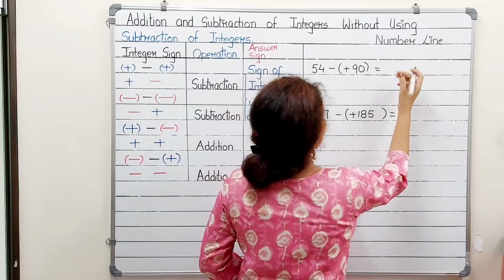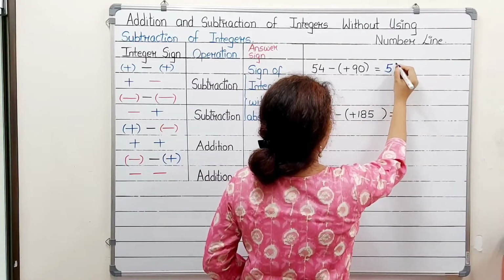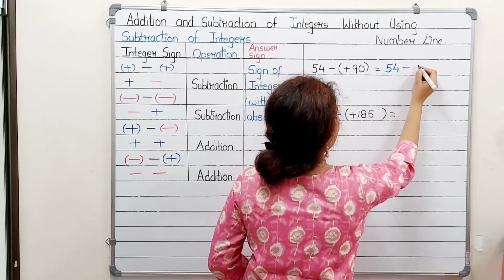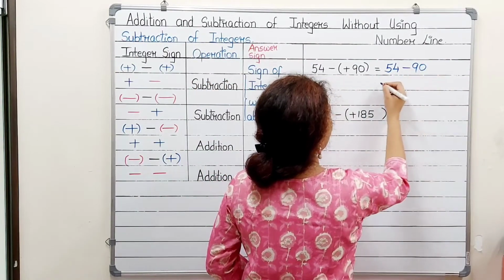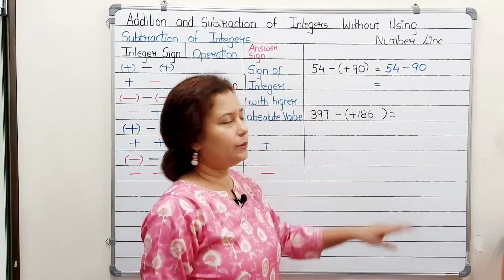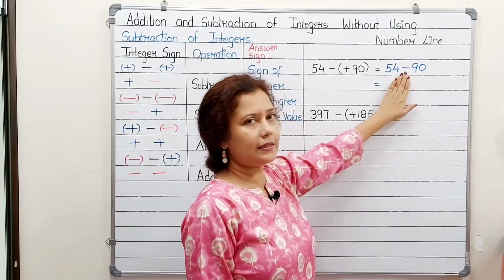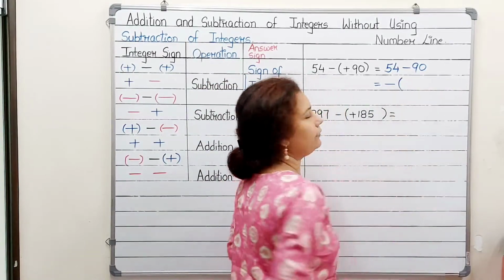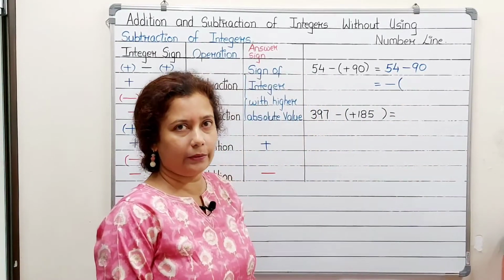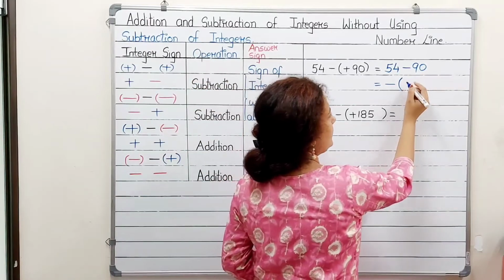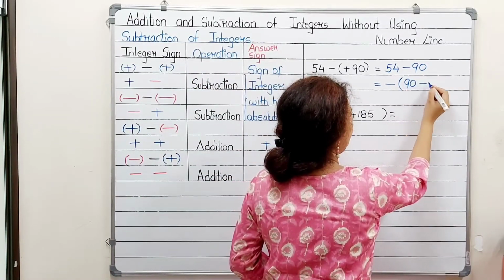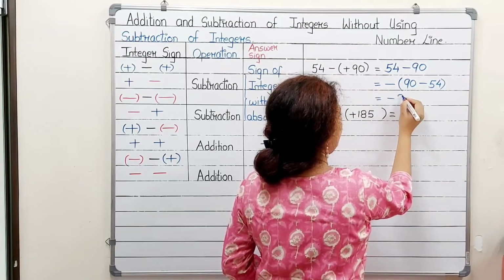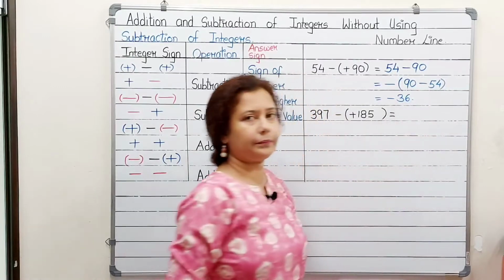First is 54. First integer we will write as it is, 54. Minus plus becomes minus 90. Now here higher absolute value is 90 and it has a negative sign. So the answer will be negative and we will subtract the absolute values. Here the higher absolute value is 90. So 90 minus 54. So here the final answer will be minus 36.